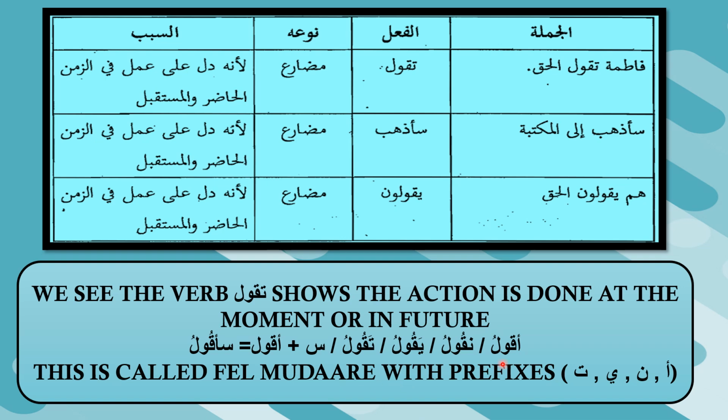And in future, how do you make it? By adding seen before the harf mudare. So aqul when added with seen becomes sa'aqulu, which means I will say. And all the verbs with this verb aqul are with the harf anaitu: aqul, naqul, yaqul, and taqul. See the prefixes here, it is called the harf mudare and it is prefixed to the verb aqul.